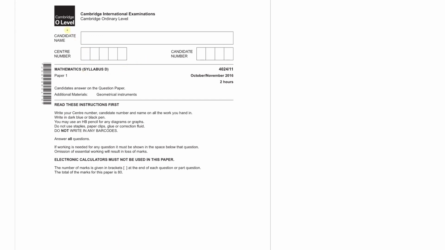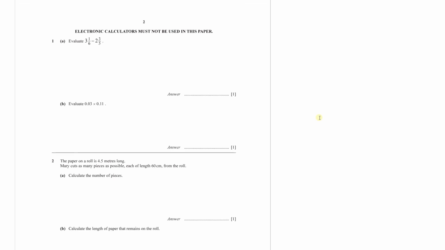In this video, we will solve O-Level Mathematics Paper 1, October-November 2016, and this is the first variant of the paper. So let's start with question number 1. Evaluate 3 whole 1 by 6 minus 2 whole 3 by 5. Let's first convert these into improper fractions. 6 times 3 is 18, 18 plus 1 is 19. So this becomes 19 by 6 minus 5 twos are 10 plus 3, 13 by 5.